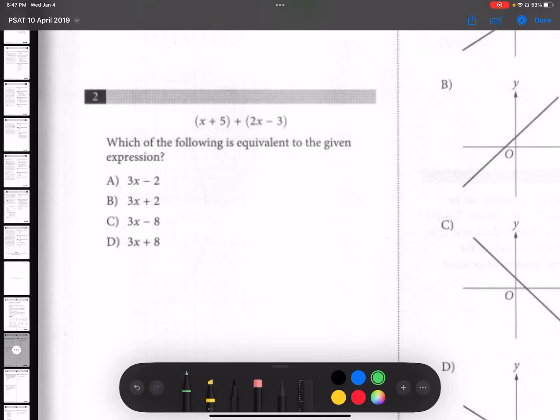Okay, number 2. Which of the following is equivalent to the given expression? So we have x plus 5 plus 2x minus 3. And now we just find the common terms and we just add them. x plus 2x is 3x. 5 plus negative 3 is 2, so that means B is our answer.